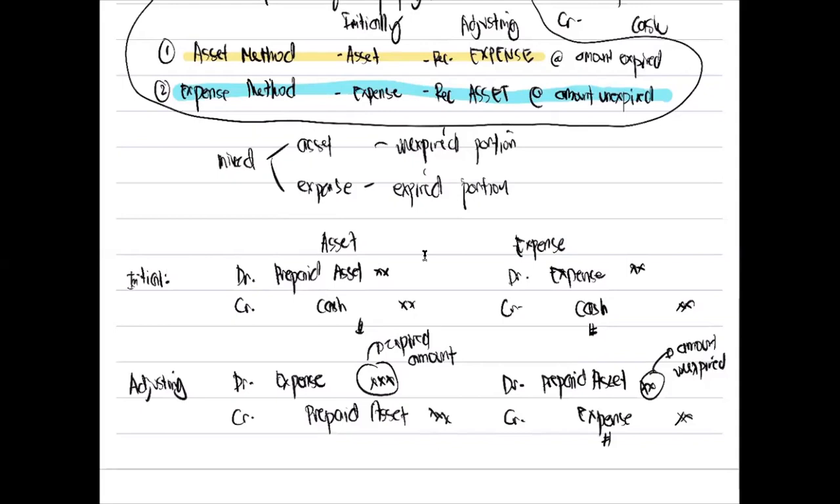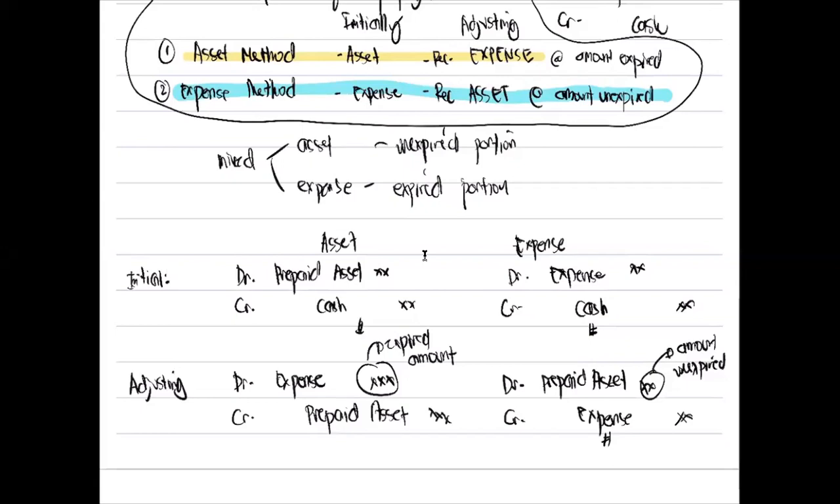Okay, so for your asset, you initially recorded it as an asset. However, you have an expired portion. So you need to recognize the expired portion out of that asset. Kaya nga yung entry mo ay debit expense at credit prepaid asset. Kasi binabawasan mo na yung prepaid asset dun sa amount na nag-expire. Paano naman dun sa expense method? So initially, ni-record mo siya sa expense, pero meron pa pala dun na hindi nagagamit or hindi pa nag-expire. Therefore, you should debit a prepaid asset just to recognize the amount unexpired or not yet used. Okay? So that's for our pro forma entries.